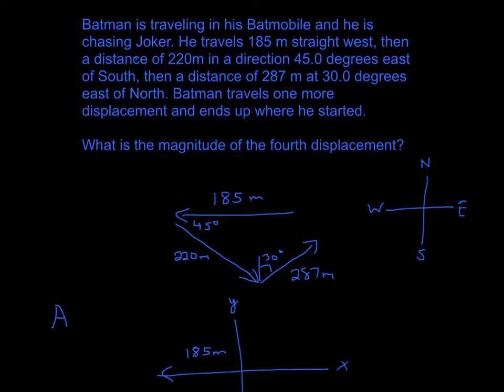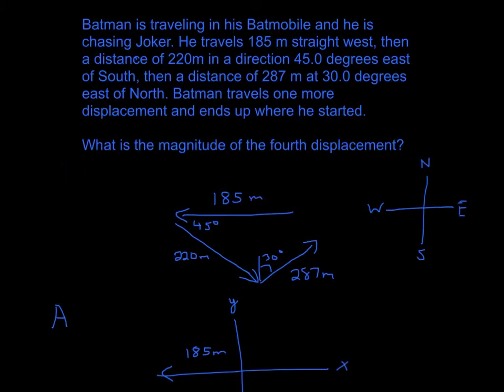So this is the question. Batman is traveling in his Batmobile, and he is chasing Joker. He travels 185 meters straight west, then a distance of 220 meters in a direction 45 degrees east of south, then a distance of 287 meters at 30 degrees east of north. Batman travels one more displacement and ends up where he started. What is the magnitude of the fourth displacement?